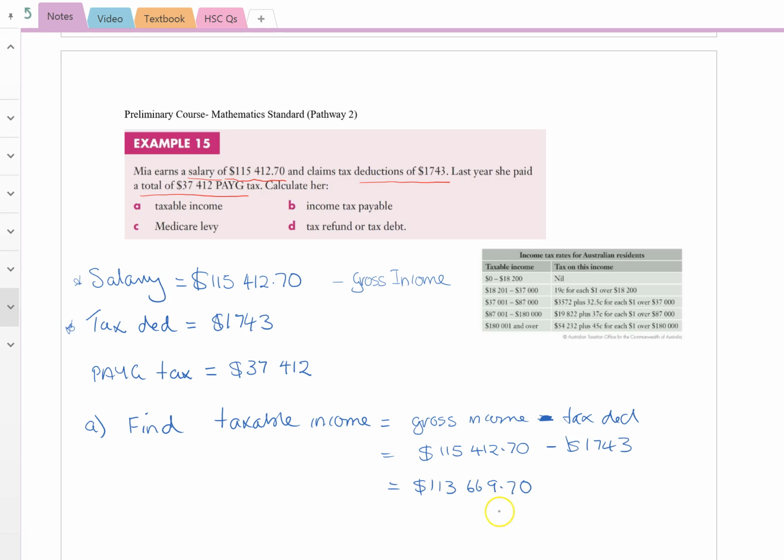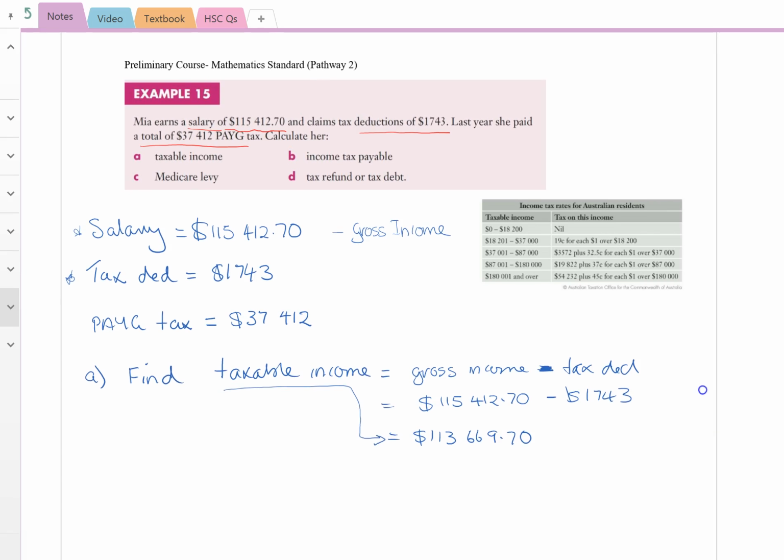Okay, so I've found that to be $113,669.70. Her taxable income is this amount. Now, you would well and truly have an understanding from the previous exercise that we need her taxable income to do two things. One, to work out the amount of income tax the table says, the government says she has to pay, and to work out the Medicare levy that is compulsory for her to pay.